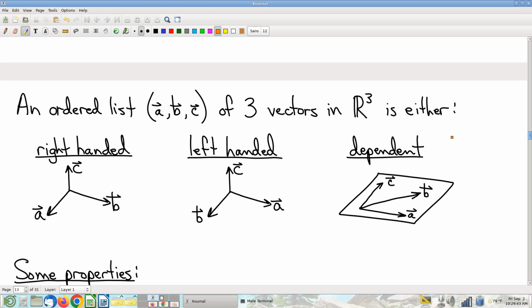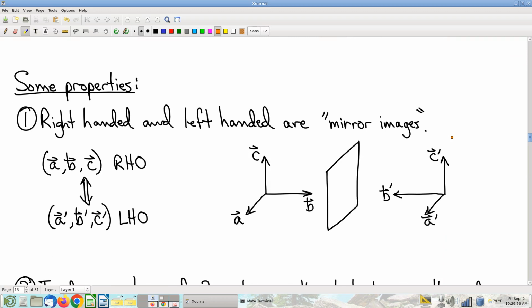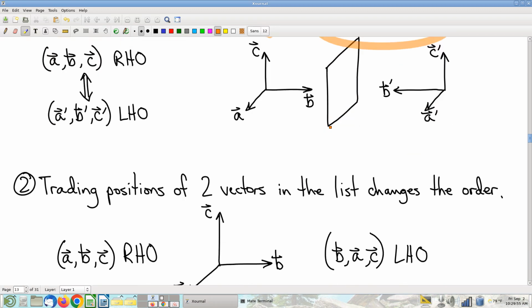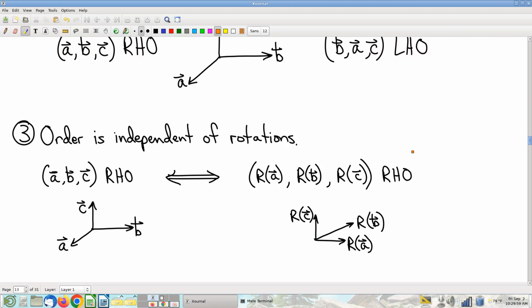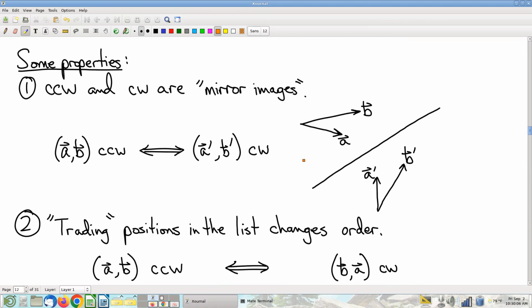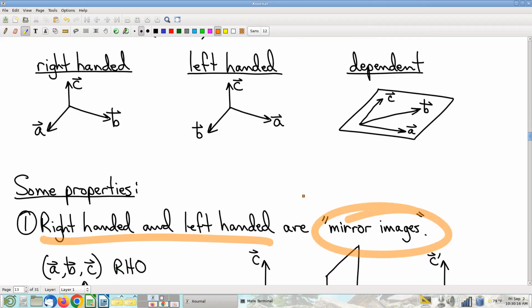Okay, so here's why I say this is very much the 3-dimensional version of clockwise, counterclockwise. It's because they are mirror images of each other. If you trade the position of 2 vectors, that changes the order, and it's independent of rotations. It's got the exact same 3 properties that clockwise, counterclockwise had: mirror images, trading changes the order, independent of rotations. So the analogy is extremely strong.